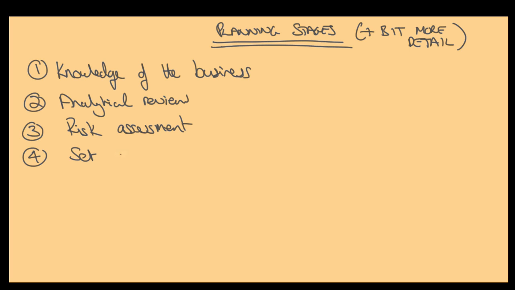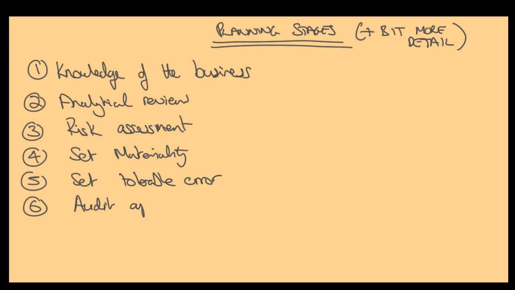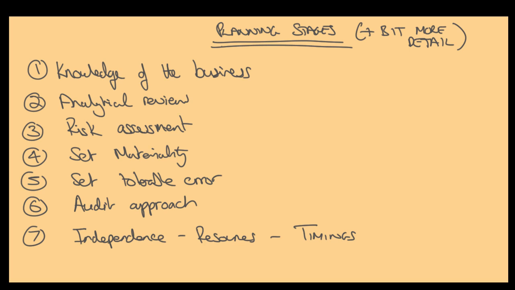Then we can set the materiality, and we're going to have a look at materiality in more detail in a second. Then we can set the tolerable error. Okay, and again, I'm going to look at that with you in a second. Then we've basically got our audit approach. Okay, we can then document what our audit approach is going to be because we then know the risky areas, we know the additional work. And then finally, we check again after learning all about the company. Are we still independent? Do we still have the resources, and are the timings all sorted? Okay, so that's it. That's the stages we go through when doing the planning.